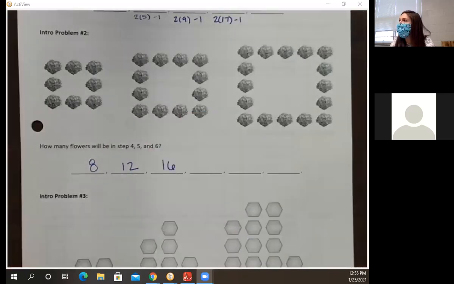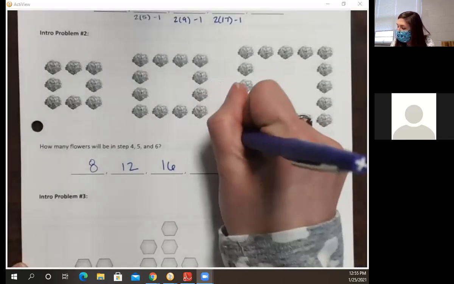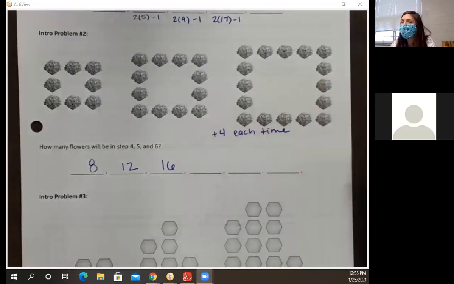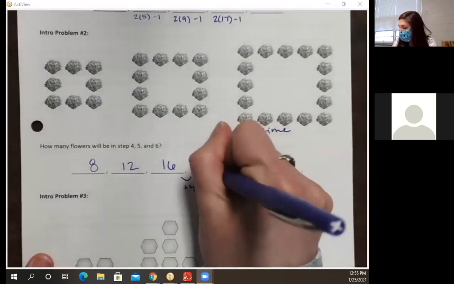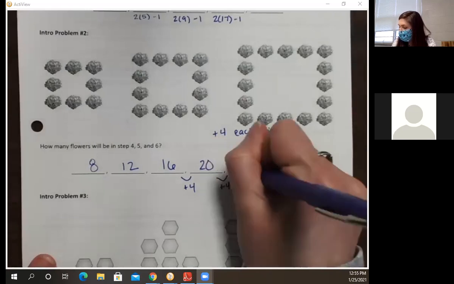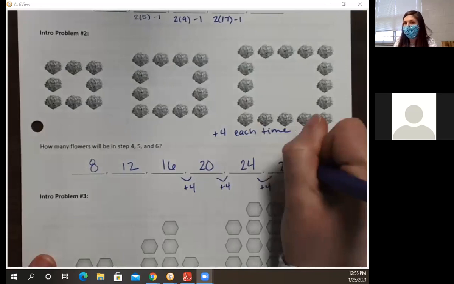Is there a pattern here that we could take advantage of? What are we doing? We add 4 each time, right? I get 1 more flower on each side of my square. So we add 4 each time. So I don't have to draw out the next picture to know how many flowers there will be. I could just add 4 to that last term. So I know the next picture should have 20, and then the next one should have 24, and then the one after that should have 28.